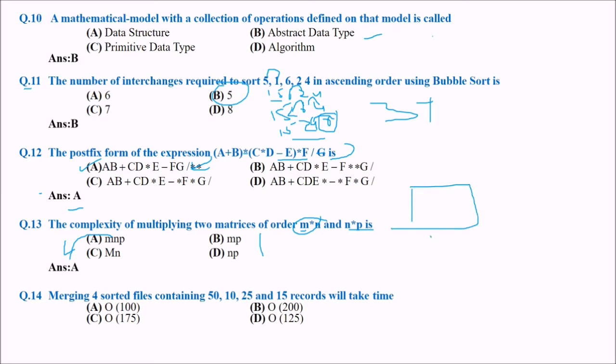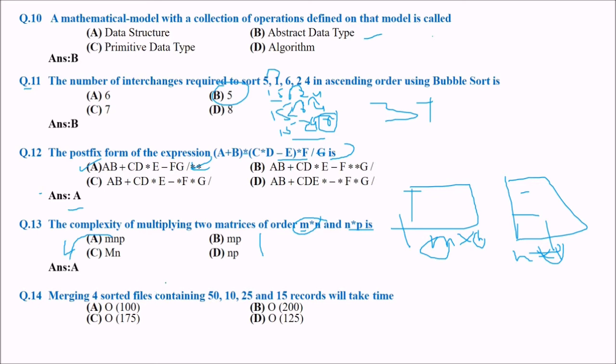C, this is a matrix of m by n, and the other matrix is of n by p. So it will be m rows, n columns, and n rows, p columns. So m into n into p. This will be the complexity. That is why matrix multiplication is quite expensive.